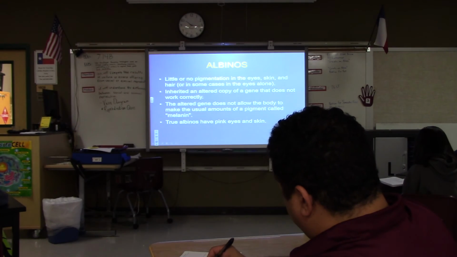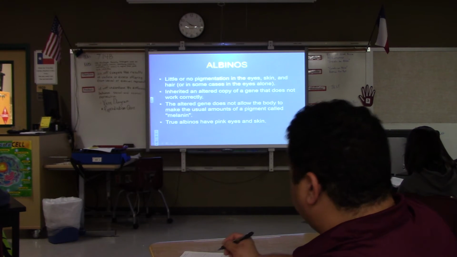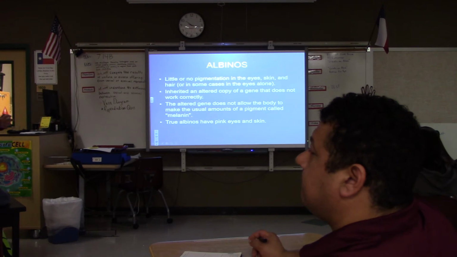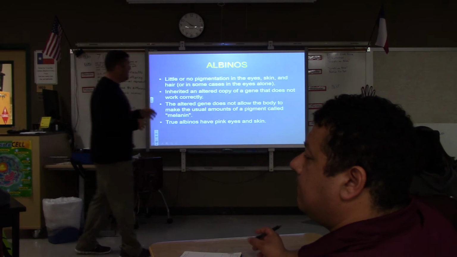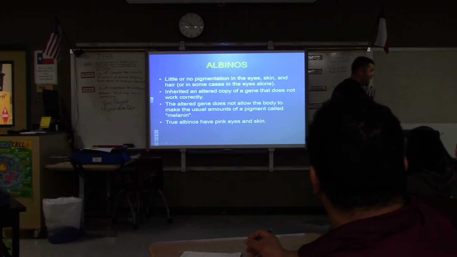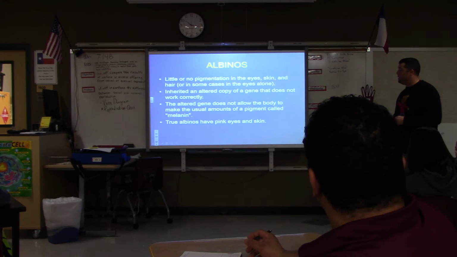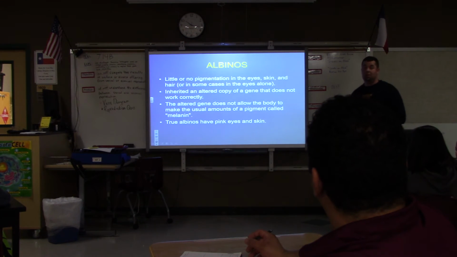So remember, albinos definitely have to have pink eyes. It's like the main trait. Of course, we know their skin is very pale. They definitely will have pink eyes. Once you get this down, I'm going to show you examples of albinism in animals and plants. And then you're going to see a few examples of other mutations that occur naturally.